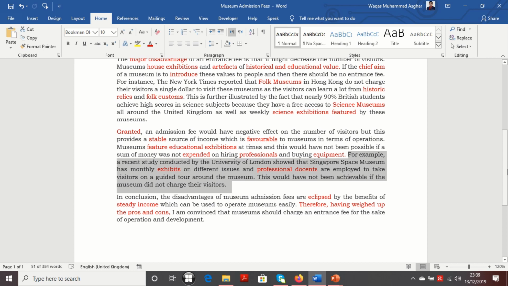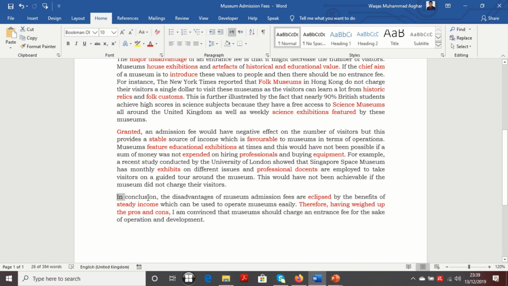Now I'm going to write the last paragraph of my essay, which is the conclusion. In conclusion, the disadvantages of museum admission fees are elapsed, meaning overshadowed or outweighed, by the benefits of steady income which can be used to operate museums easily. Therefore, having weighed up the pros and cons, I am convinced a museum should charge an entrance fee for the sake of operation and development.